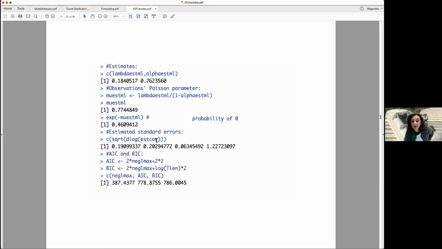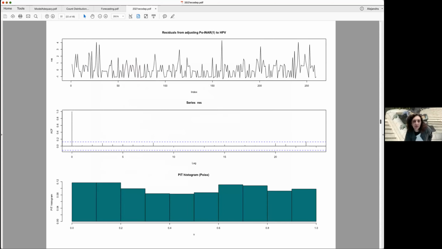Well, this is the Fisher information, and we take the square root of the inverse of the Fisher information. So we have here the standard errors of the estimated parameters. And we have the negative log likelihood, the AIC and the BIC criteria that we will need in order to compare this model with something else. But well, that would do.